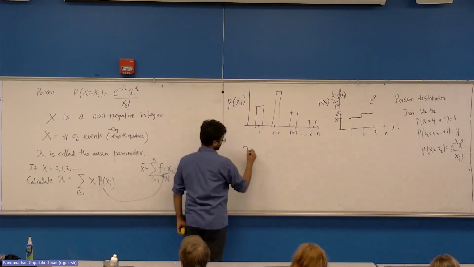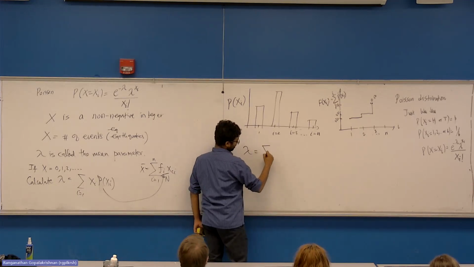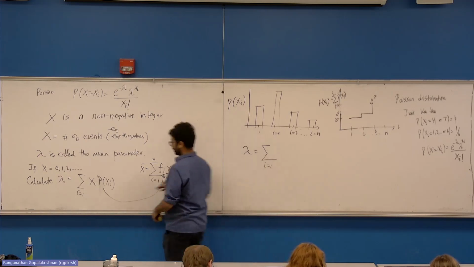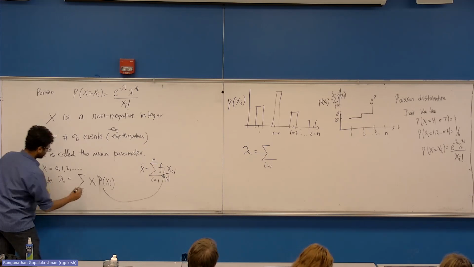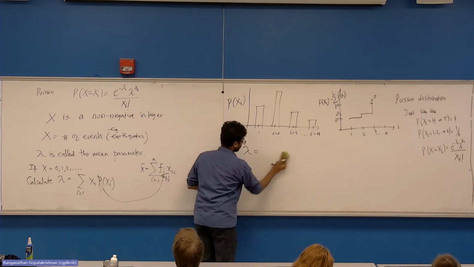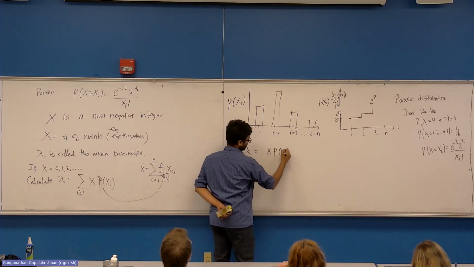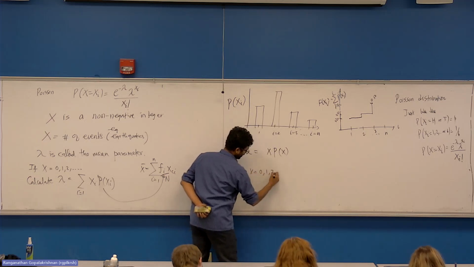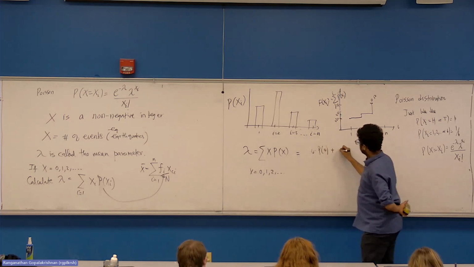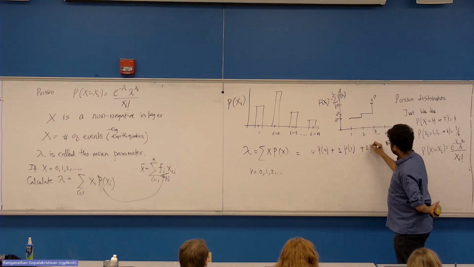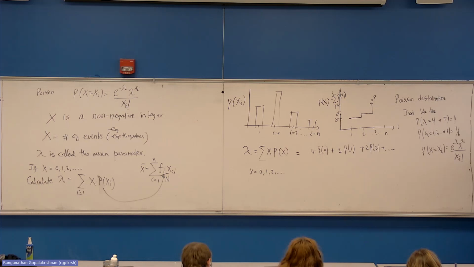So I'm going to write lambda equals summation x times p of x, where x runs from 0, 1, 2, and so on. So this is like 0 times p of 0 plus 1 times p of 1 plus 2 times p of 2, and so on. It goes on up to infinity. You've seen infinite series before, right? Somewhere in your calculus or differential equations.